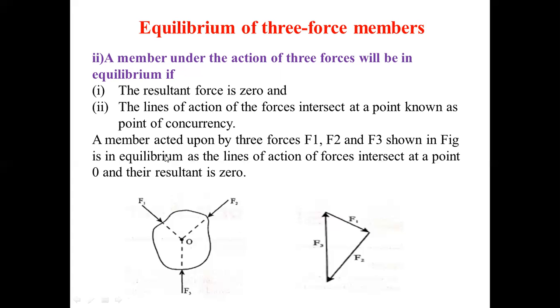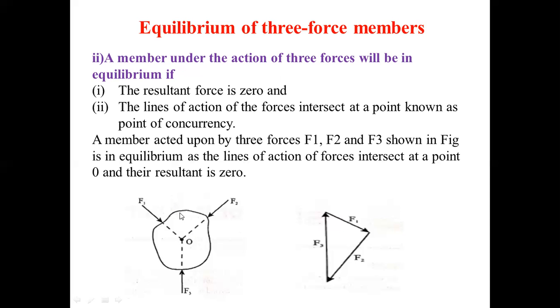And the second point is the line of action of all the forces, that is shown in hidden lines. The line of action of all the forces F1, F2, F3 must intersect at a common point, that is called the point of concurrency, that is O. So all the forces F1, F2, F3 must intersect at a common point, the point of concurrency, that is at O, as shown in the figure.